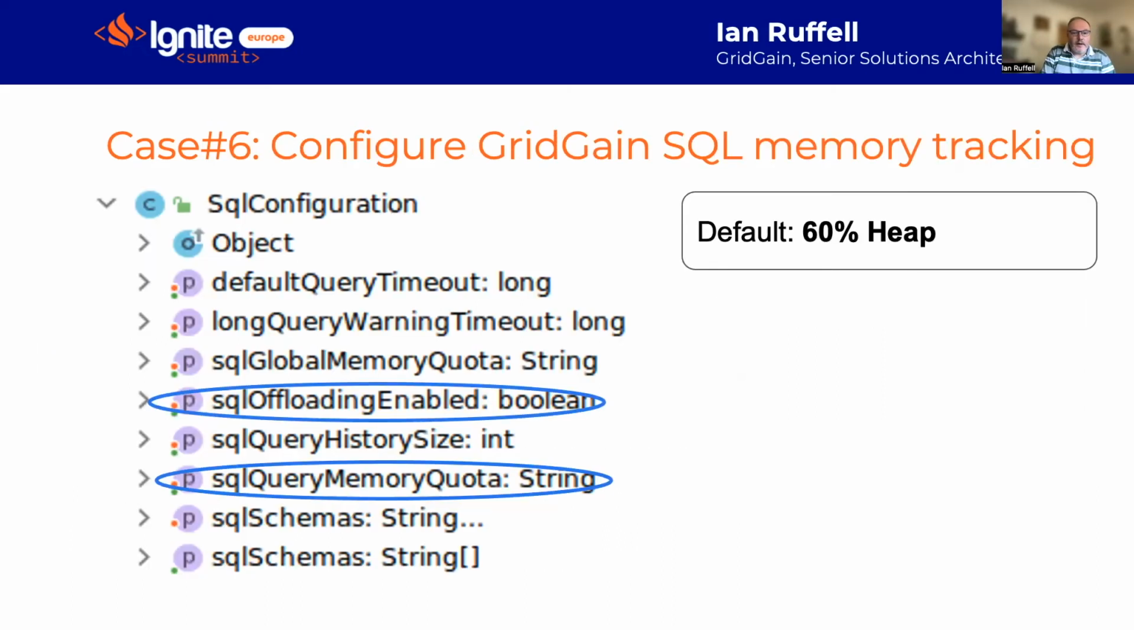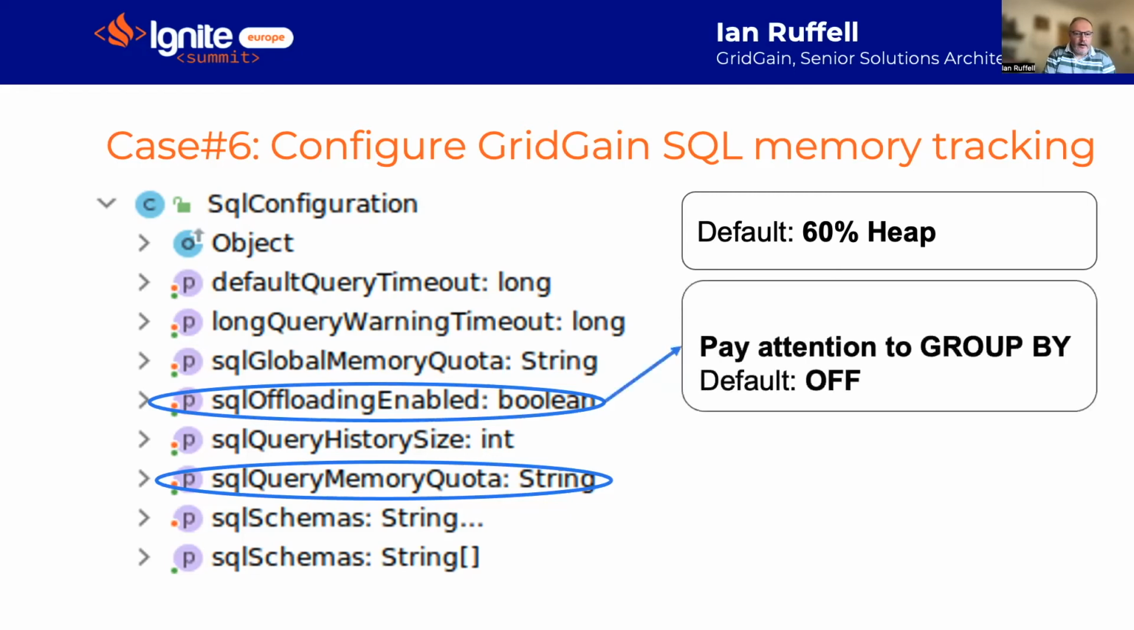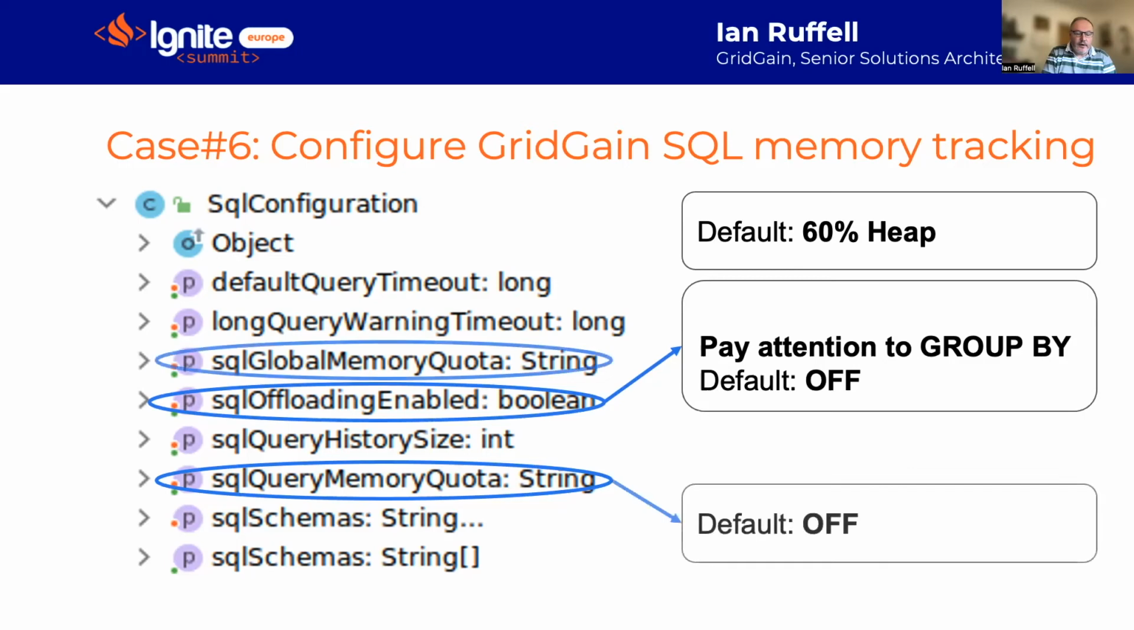So in the GridGain additions, we can configure some memory tracking. One of them is SQL offloading. If that's enabled, we need to pay attention to the group by. It's good for sorting, but bad for group bys. And then also we've got memory quotas we can define. By default they're off, but we can set them up to prevent queries from using lots and lots of memory.